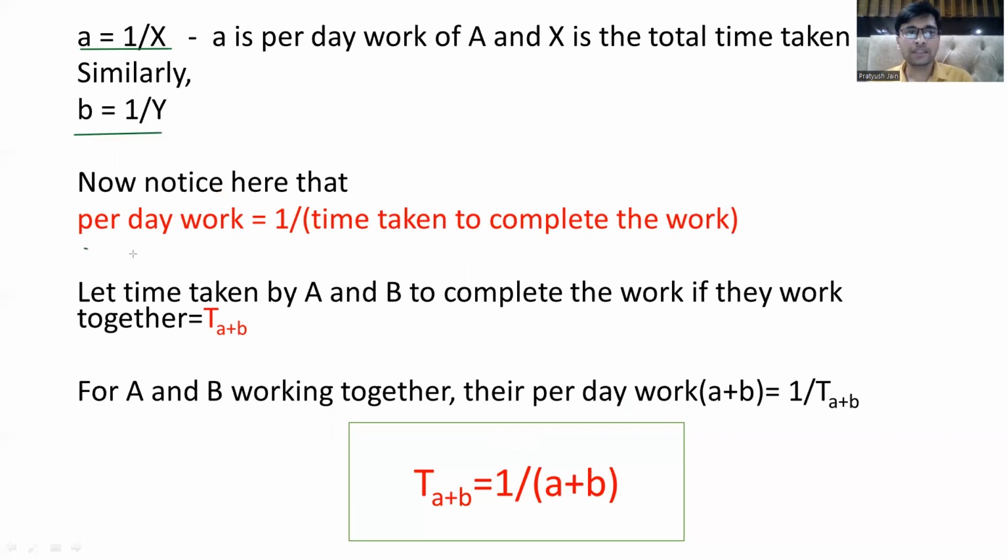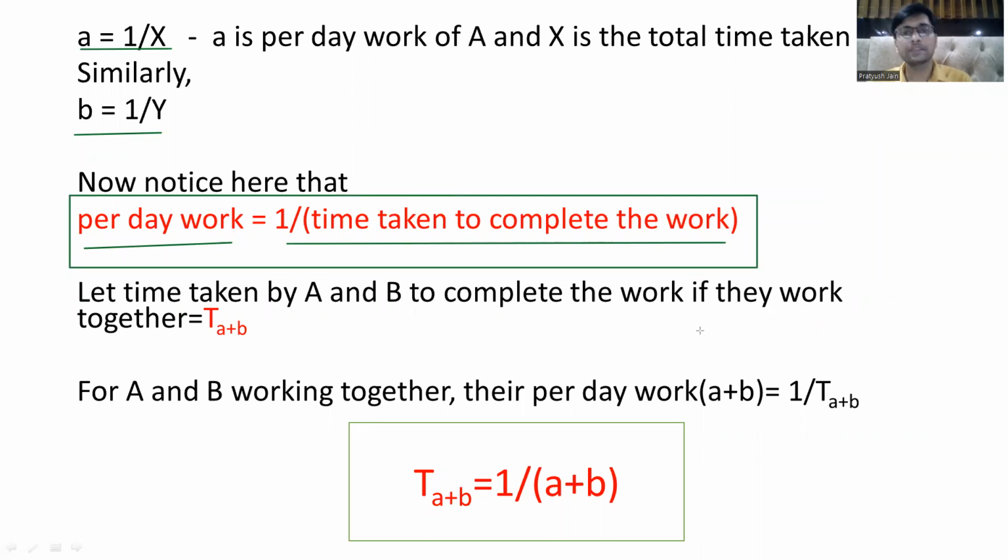So the thing we notice here is per day work is equal to 1 upon time taken to complete the work. For A, per day work was small a, which was equal to 1 by x, where x was equal to the total time taken by A to complete the work. So small a is equal to 1 by x. Similarly, for B, it was small b is equal to 1 by y. So the formula we note from here is that per day work is equal to 1 upon time taken to complete the work, right?